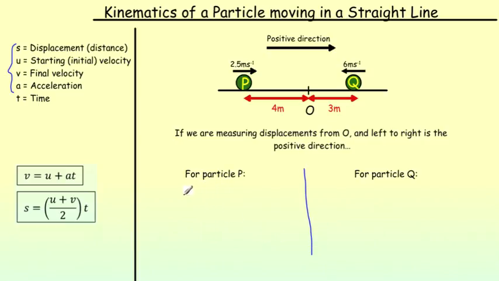If I do that, there are a few things I can say about particles P and Q. First of all, particle P has a velocity of positive 2.5 meters per second, because it's moving in the positive direction. Particle Q, on the other hand, is moving from right to left, against the positive direction, so its velocity would actually be minus 6 meters per second.